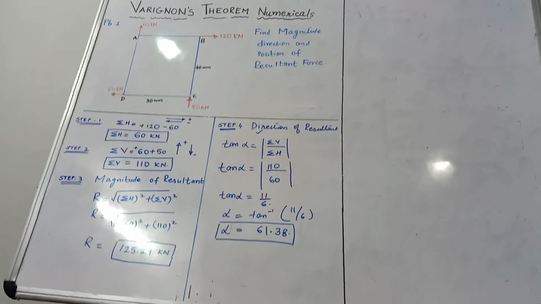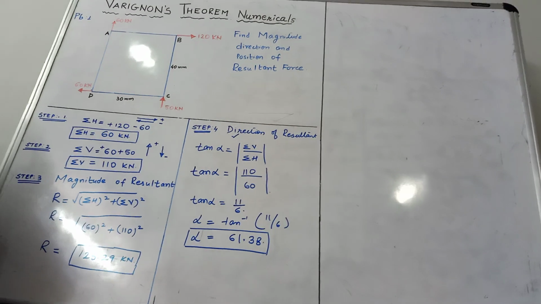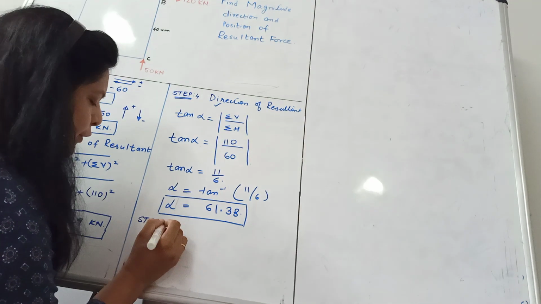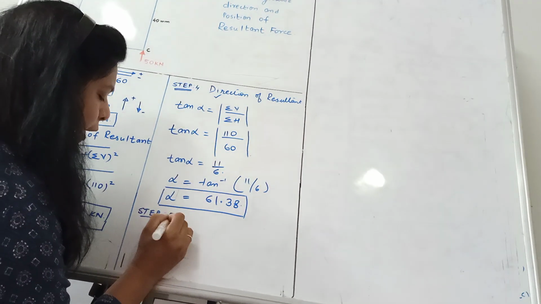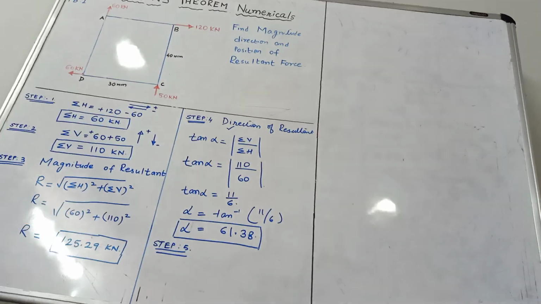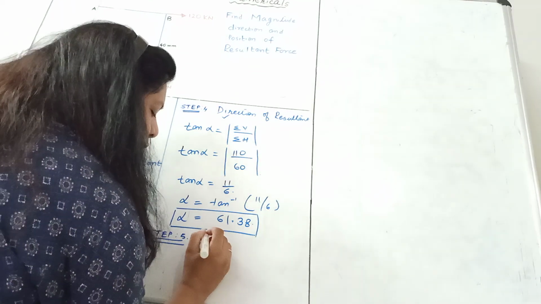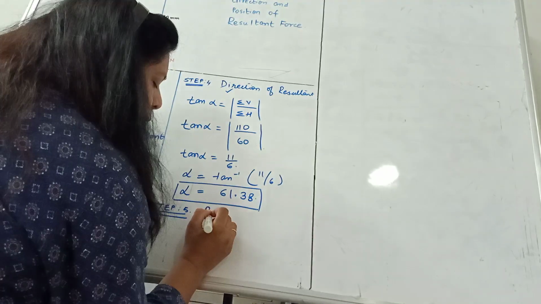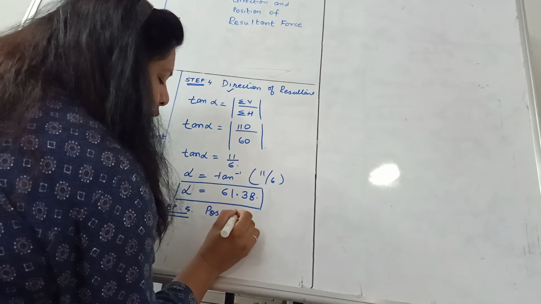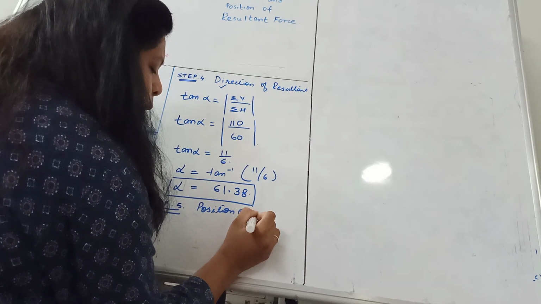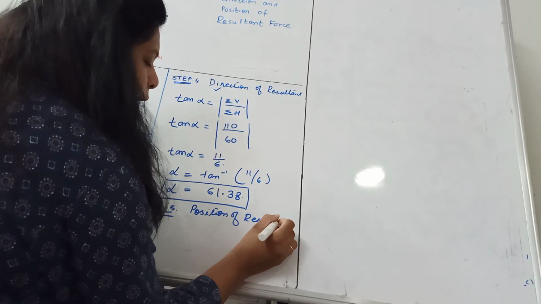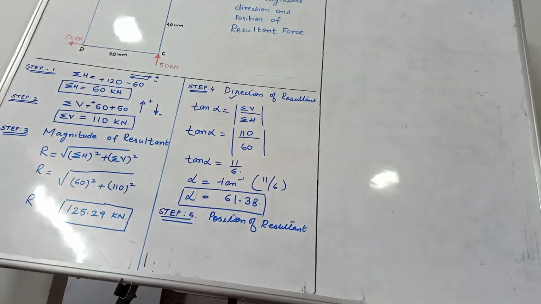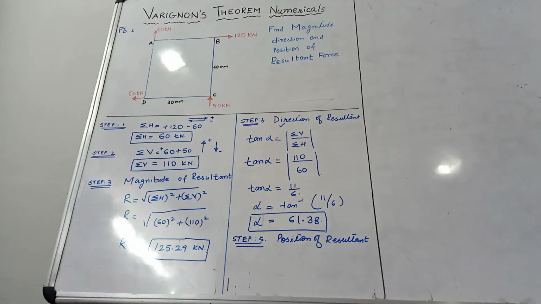Now we have to find the position. To find the position, we have to take the moment of the resultant force about a point, and also the moment of all the forces about that same point.